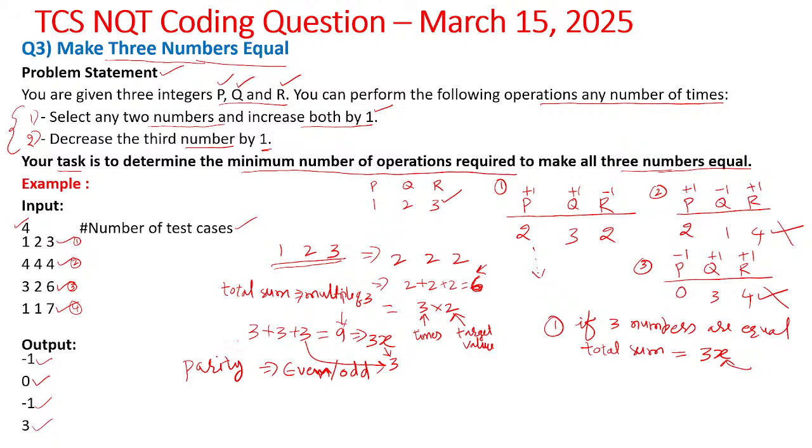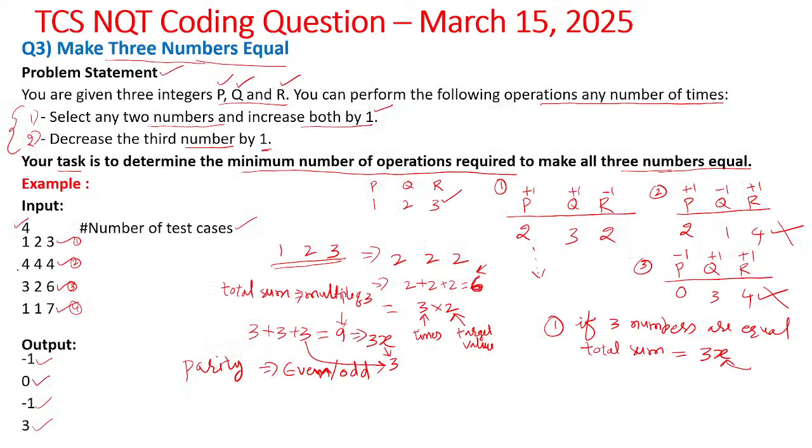So what happens if all the numbers become equal? How does the parity change? We need to understand this. For example, if all the numbers are equal, let me just take this example 1, 1, 7.